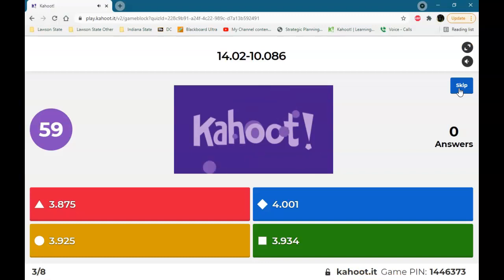So the next one, subtraction. 14.02 minus 10.086. Guys, do not stress about points or anything like that. I'm just trying to get a feel for where everybody is and what we might need to cover more thoroughly.